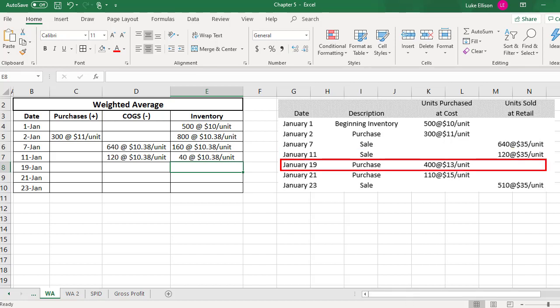Next, on January 19th, we have a purchase of 400 units at $13 per unit. Since we have a purchase, we can record these units in the purchase column.